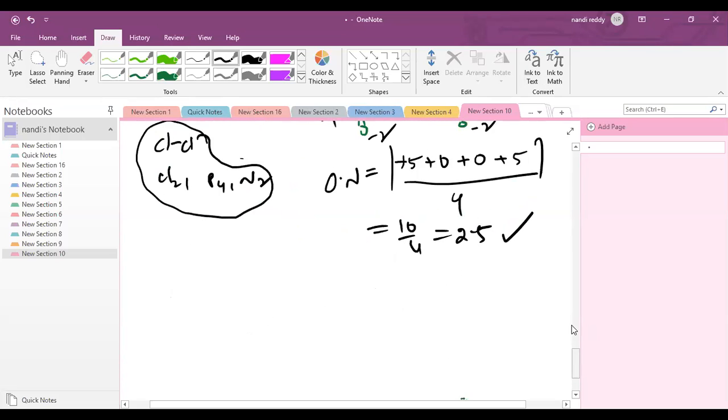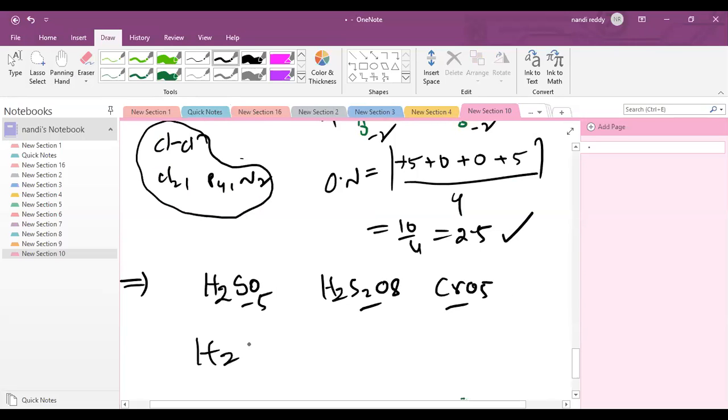So try to solve. Already I have given these; you may see in the previous class notes also. You may check it. H2SO5, sulfur. H2S2O8, sulfur. CrO5. H2S2O7. Check all the oxidation numbers. I have given structures of the above 3. All 3 structures are given. The last one I didn't give, but without structure also you may try.